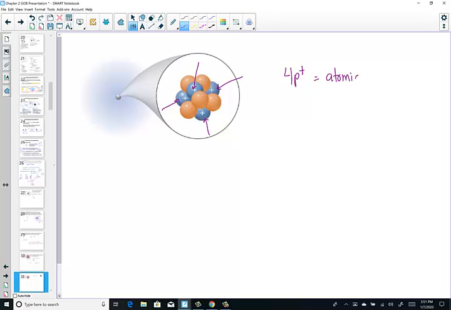That's your atomic number, which also gives you electrons since it's a neutral atom. 4 positive protons, number 4, well, that's beryllium, Be. The atomic number goes to the left as a subscript. How many total particles? Well, here's 1, 2, 3, 4, 5 neutral neutrons for a total of 9 particles in that nucleus. So 9 over 4, Be for the element beryllium.